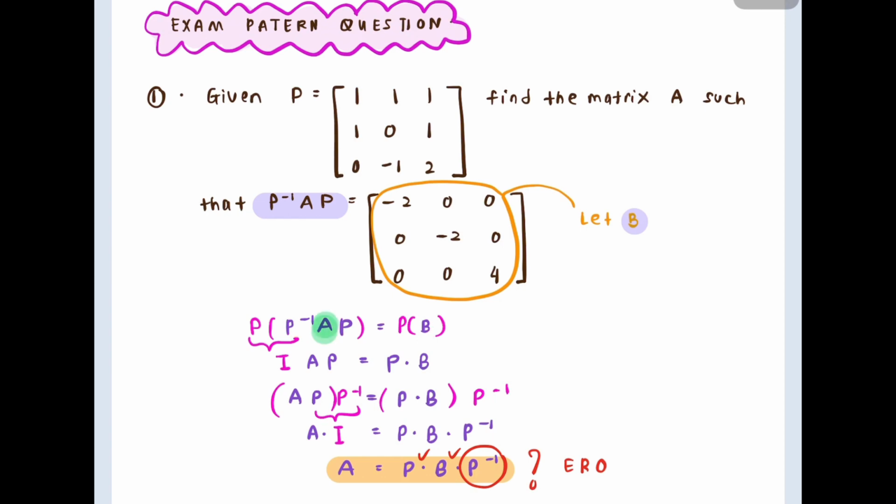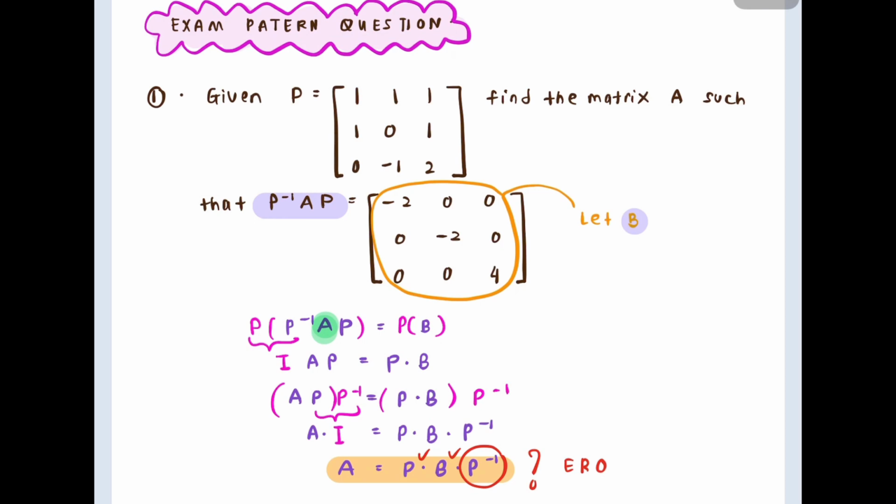So in order to solve for A as what the question wants, we need to get rid of P inverse first. So let's multiply P on our left hand side. P times P inverse is I. And then PB, just write it back. So I times AP is just AP. And then write back PB.